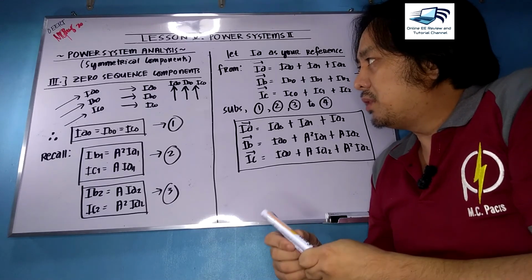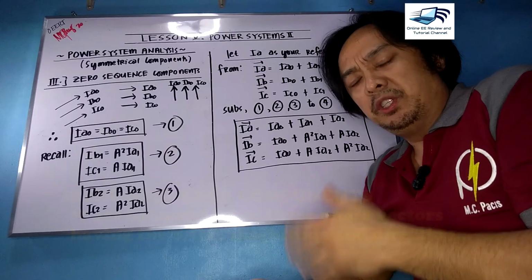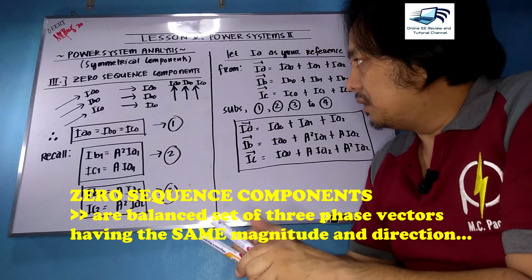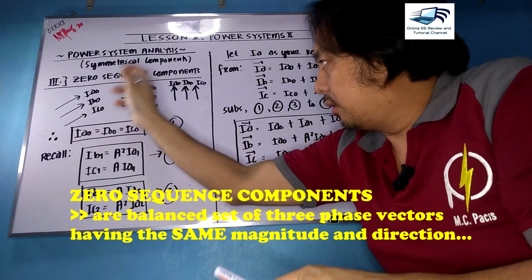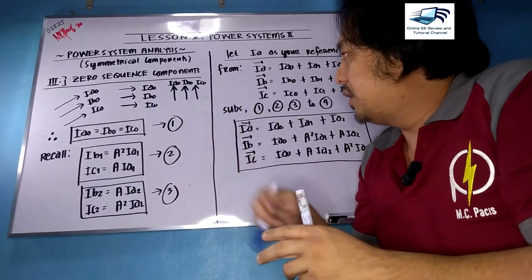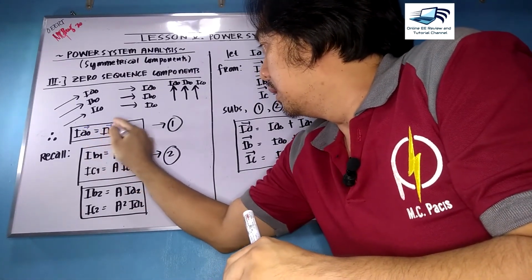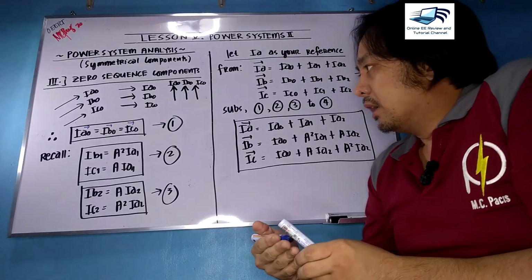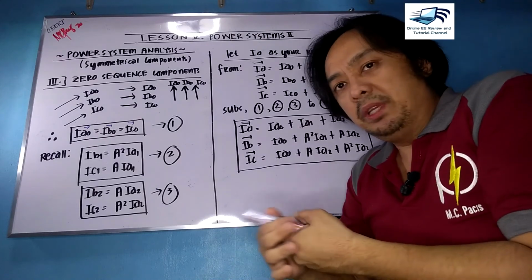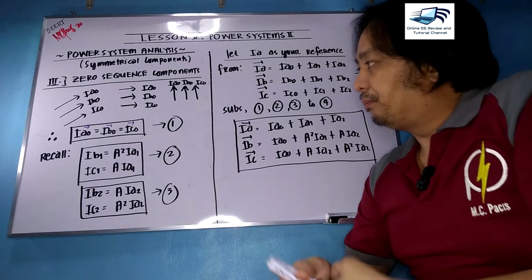So the definition of zero sequence components is that they are a group of vectors which have the same magnitude and the same direction. It simply means that IA0, IB0, and IC0, the zero sequence components of the line currents, are the same. So we can have that as equation number 1. Zero sequence components are equal to each other, whether phase A, phase B, or phase C.